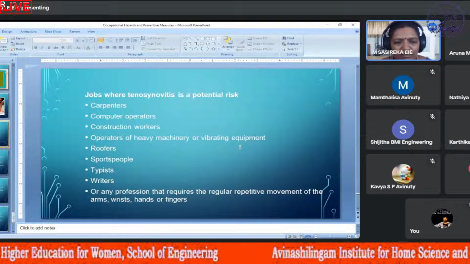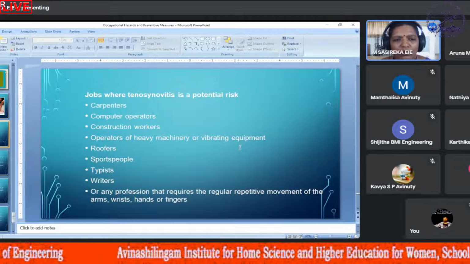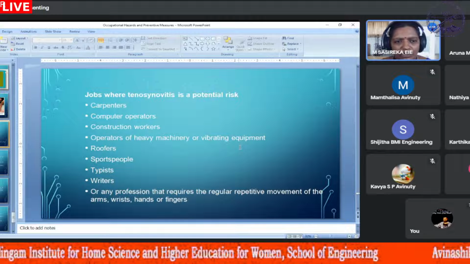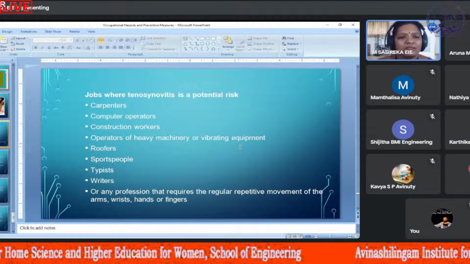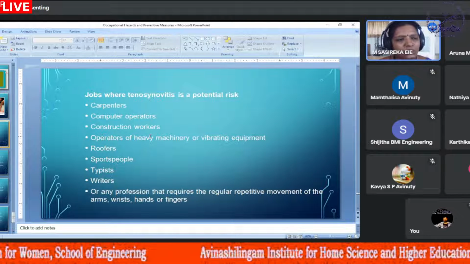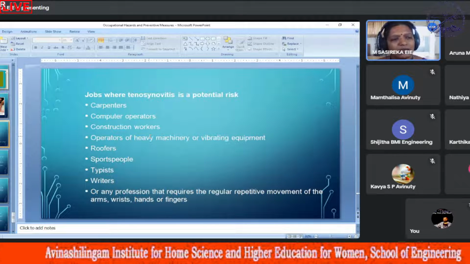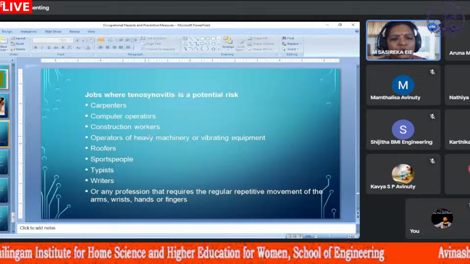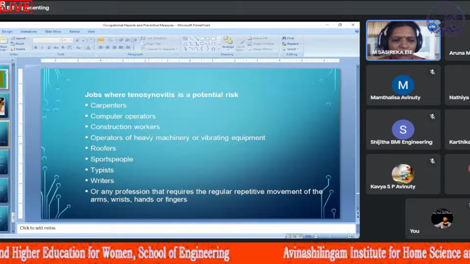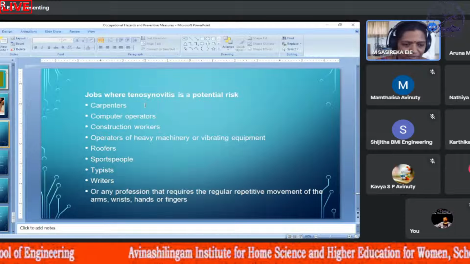So every half an hour, you have to move out. It needn't be cycling, just go for a little walk and then come back. We have to practice that. When you are typing, also don't type continuously for a long duration. After typing, relax your muscles and fingers, and don't hold one position on the mouse or keyboard. Give some movements to your hands so that you can avoid this type of risk.